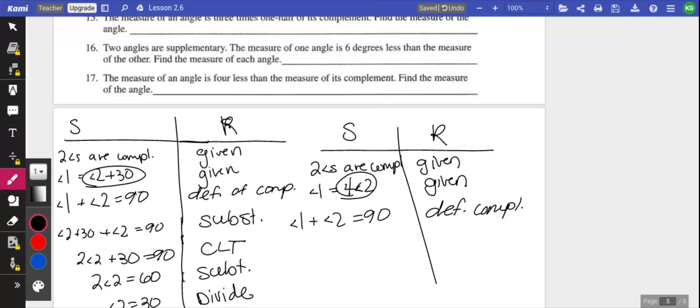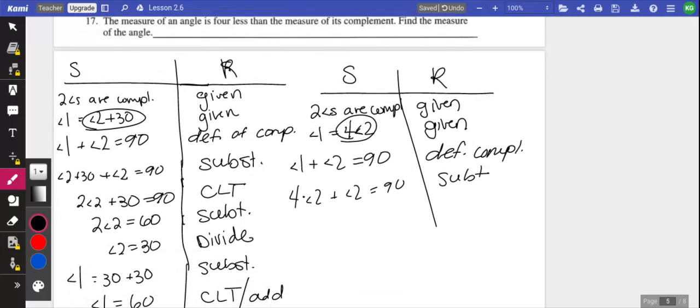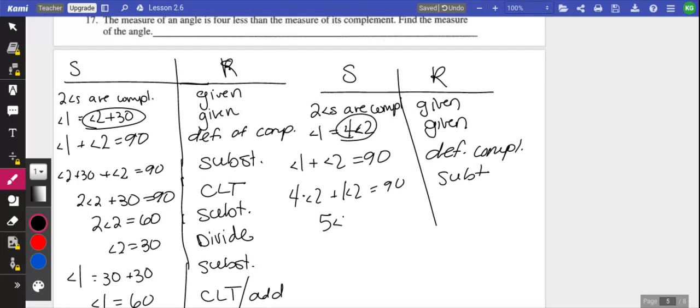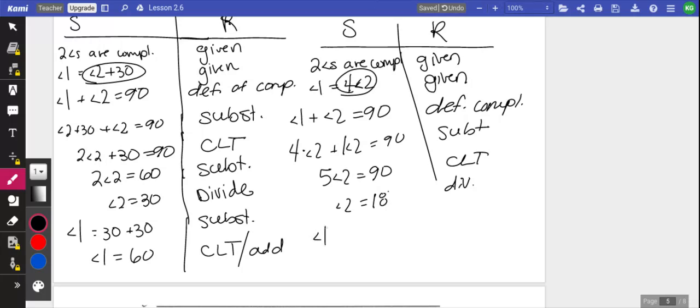I already know that angle 1 is 4 times angle 2. So 4 times angle 2 plus angle 2 is 90 because of substitution. So I really have 5 angle 2's right here because of combined like terms. And angle 2 then is 90 divided by 5, which is 18 because of division. Then I put that back in. So angle 1 equals 4 times 18 because of substitution. And angle 1 thus must equal 72 because of multiplication.